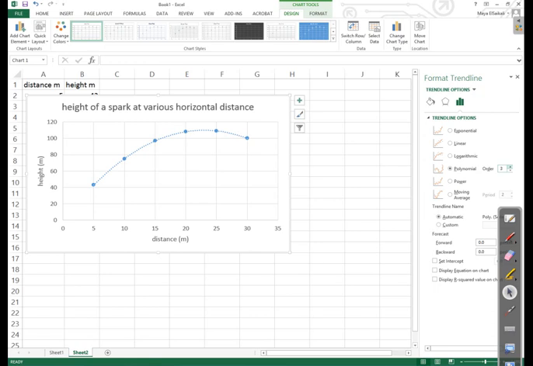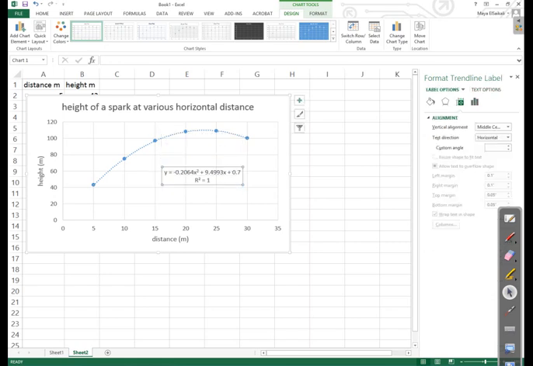And then display equation on the chart and display the R squared on the chart. Are you guys okay with this? Now, a lot of times this could give you something with an E letter, right? So you have to know what that is. Also, I want you to pay attention for a minute because that's going to be for tomorrow.